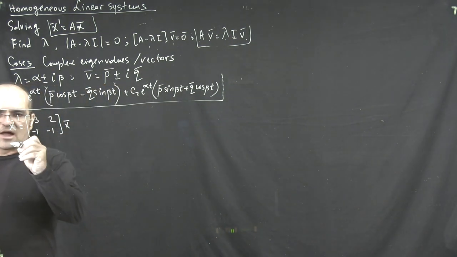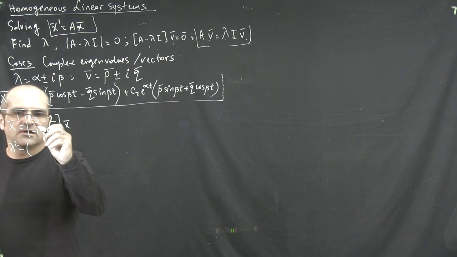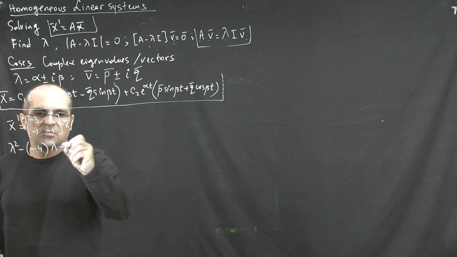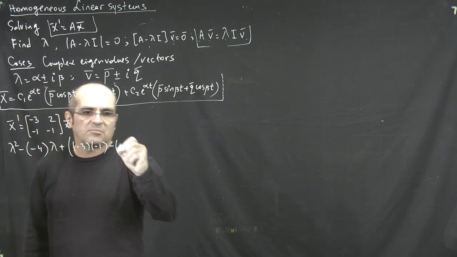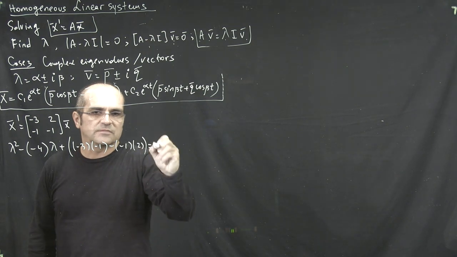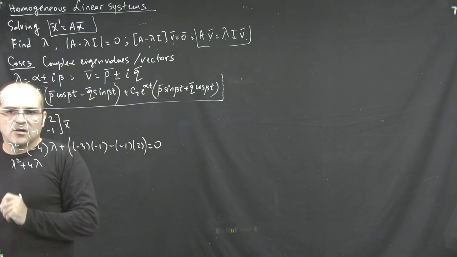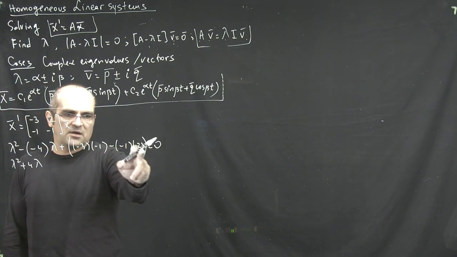So let's set up the characteristic equation. Lambda squared minus the trace. The trace is minus 4, minus 3, minus 1, plus the determinant, which is minus 3, minus 1, minus negative 1 times 2 equals 0. So plus 4 lambda, and this is 5, right? So 3 plus 2.